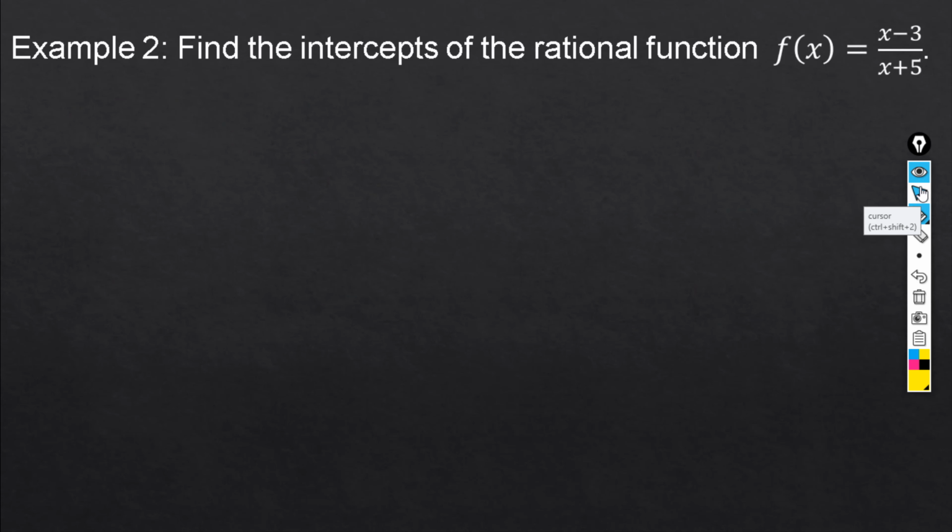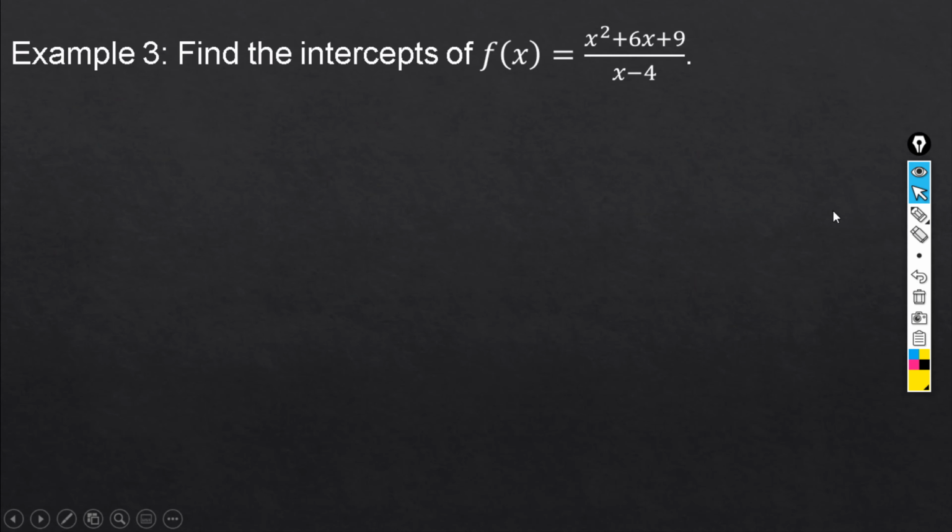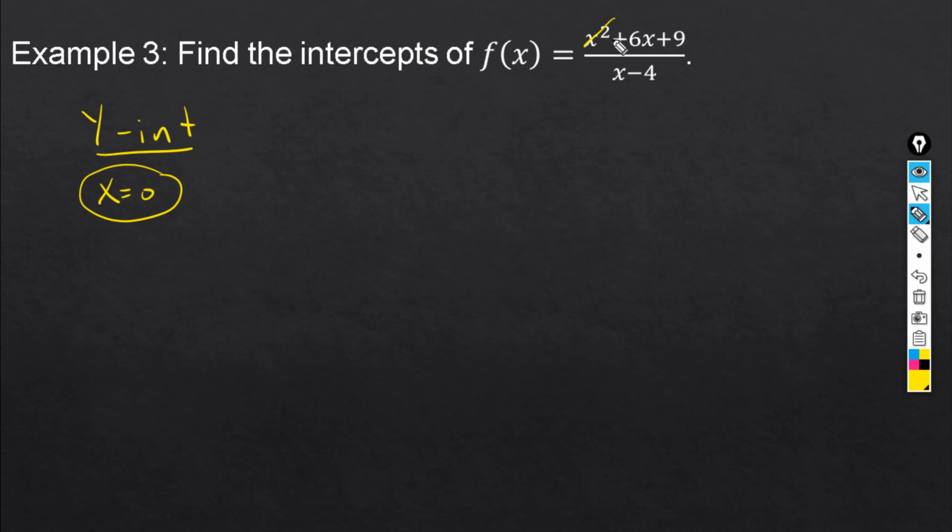Example number 3. I-shortcut lang natin. Find the y-intercept. Sa y-intercept, x is 0, di ba? So, 0 squared, 0, plus 6 times 0 is 0, plus 9, over 0 minus 4. Cancel yan, 0 na kasi yan. So, magiging y equals, matitira sa numerator 9, matitira sa denominator negative 4. So, yung y-intercept natin is negative 9 over 4.